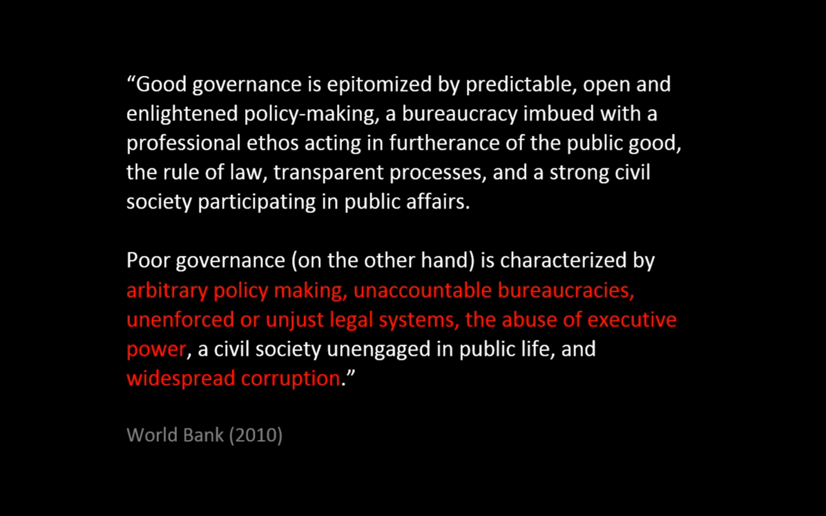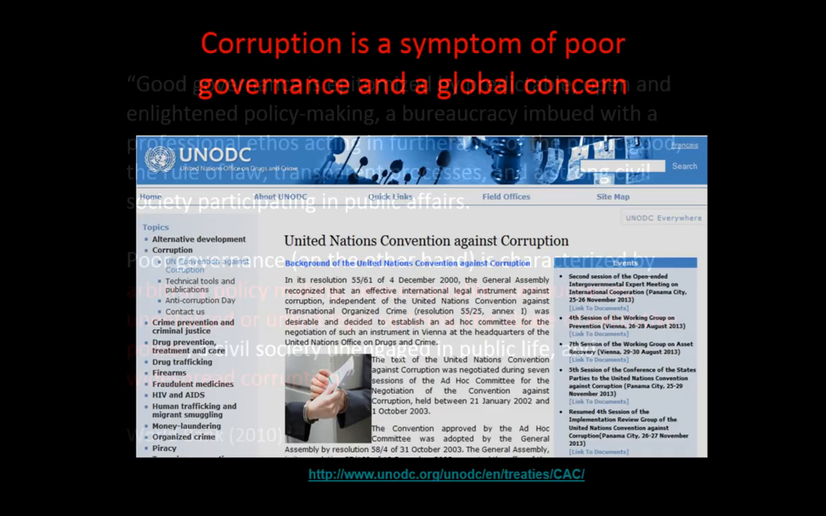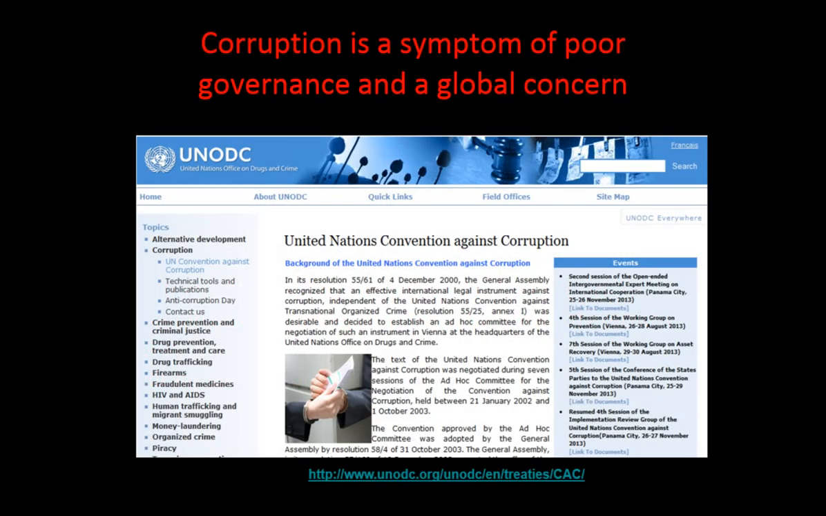So good governance is epitomized by predictable, open and enlightened policy making, a bureaucracy that's imbued with professional ethos, acting in furtherance of the public good, the rule of law, transparent processes, and a strong civil society participating in public affairs. The flip side of that, poor governance, is characterized by arbitrary policy making, unaccountable bureaucracies, unenforced and unjust legal systems, the abuse of executive power, and widespread corruption. And corruption is a huge problem globally, including in Australia, but globally, Australia is relatively free from corruption.